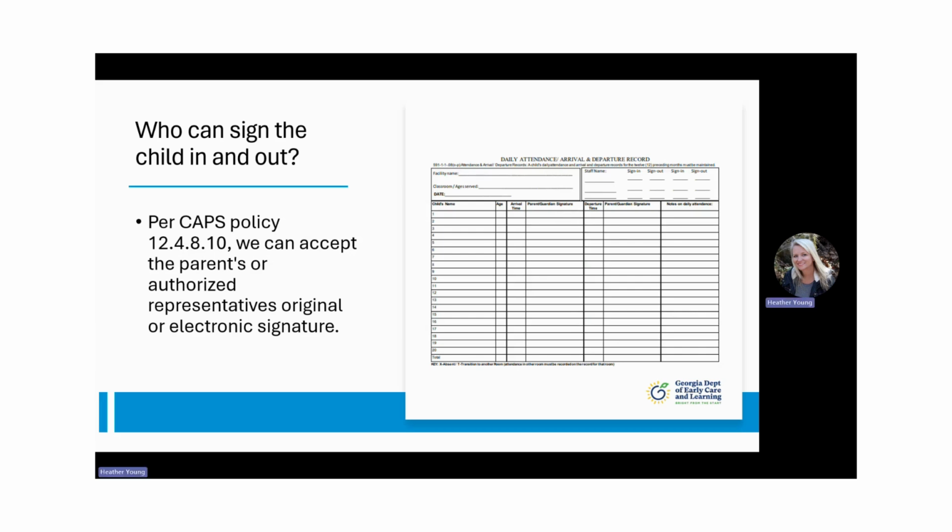So who can sign the child in and out? Per CAPS policy 12.4.8.10, we can accept the parent's or authorized representative's original or electronic signature. The form you see on the slide is an example of a daily attendance form. This can be used to sign children in and out daily.